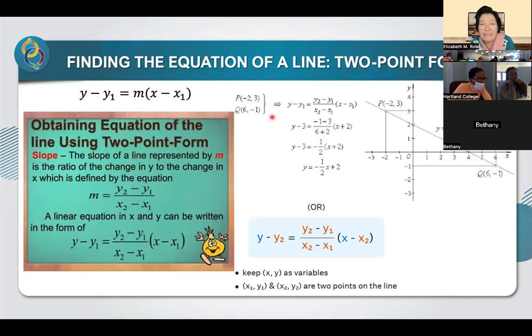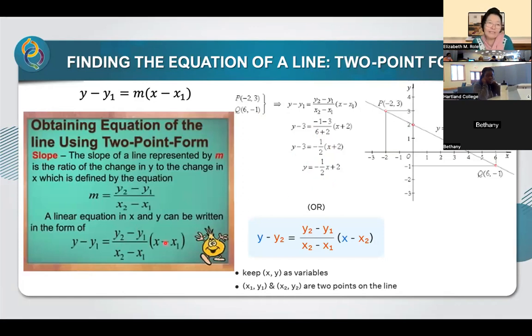Then you'll have now the y sub 2, so it's minus 1 minus 3 over x sub 2 minus x sub 1, 6 minus minus 2, which is 6 plus 2. And then x minus x sub 1, which is x minus minus 2, it's x plus 2. So you now have y minus 3 is equal to, this is minus 1/2, this is x plus 2. Then y is equal to minus 1/2 x plus 2.